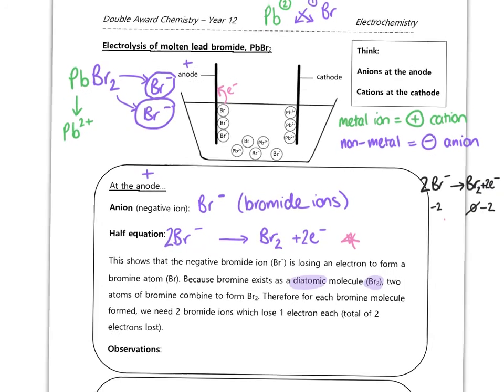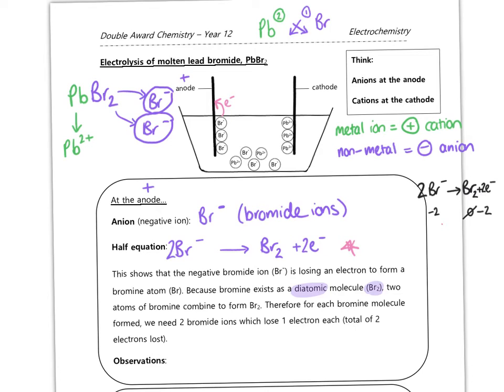You also need to be familiar with your observations for what's happening at the anode specifically, and you saw this in the video. When you're thinking of observations, always think first of all, well, what am I making at this electrode? What am I making in this case at the anode?